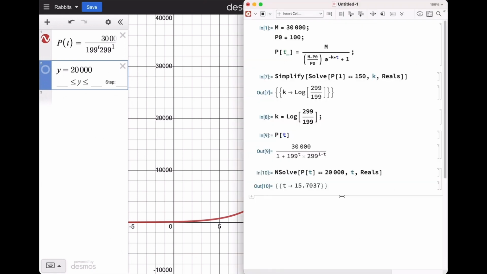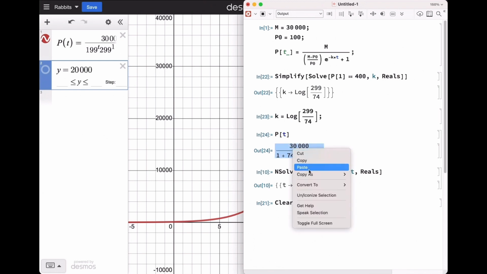So here in Mathematica, I want to clear the value of k. And then I still have the same carrying capacity, the same initial population, but now the population at 1 month, I'm going to choose to be 400, just to see what happens. So I'll solve for k in this scenario. And here's the value for k. So I'm going to set k equal to this new value. And the population function is a little bit different. Let's take a look at this in Desmos.